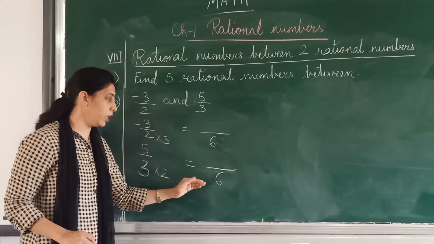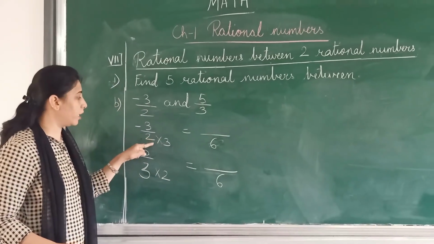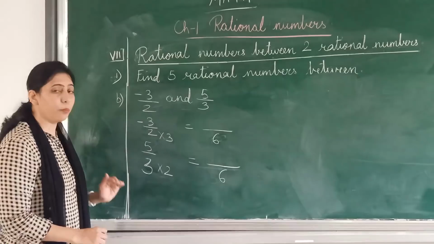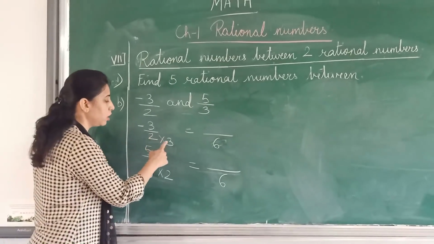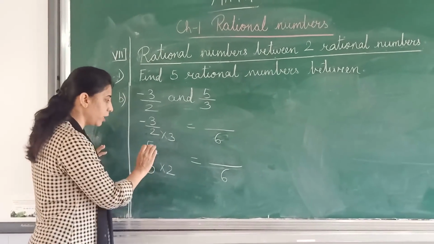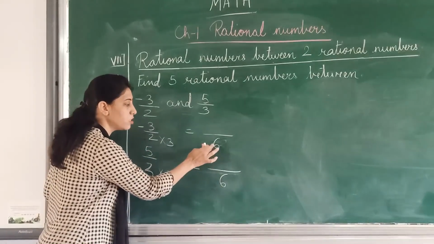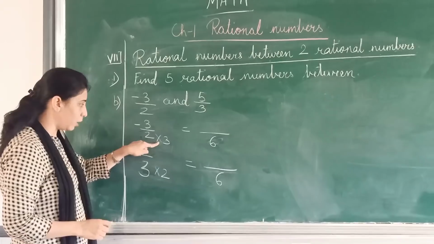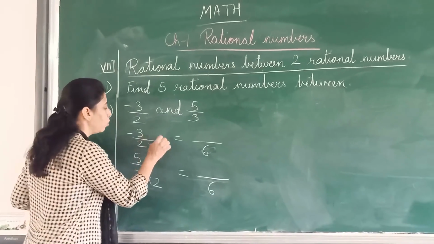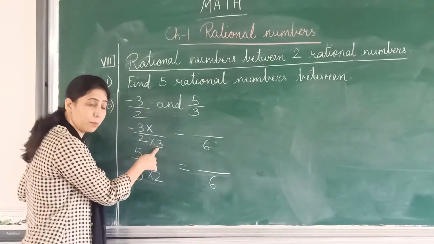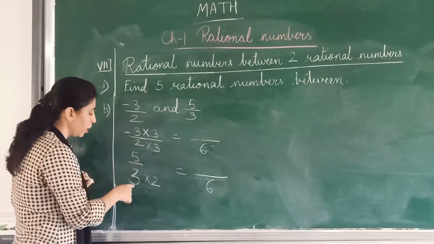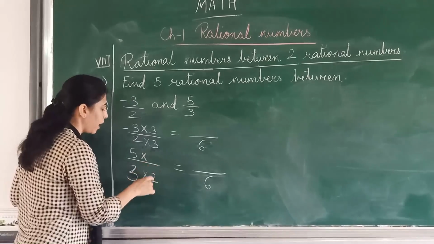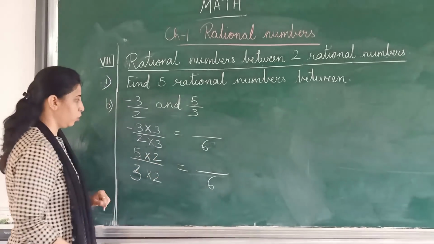To make the denominators equal, you have to multiply with such a number to get these two numbers the same. Denominators same. So 2 3s are 6, 3 2s are 6. So I multiplied with such a number where the denominators become equal for both the rational numbers. Now when you multiply in the denominator, you have to multiply the same number in the numerator.